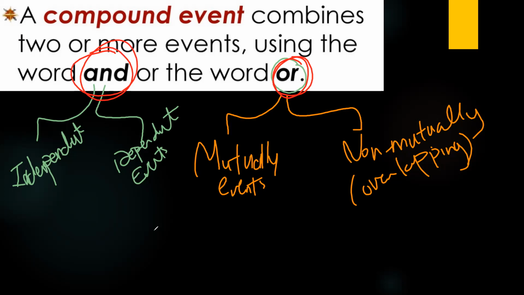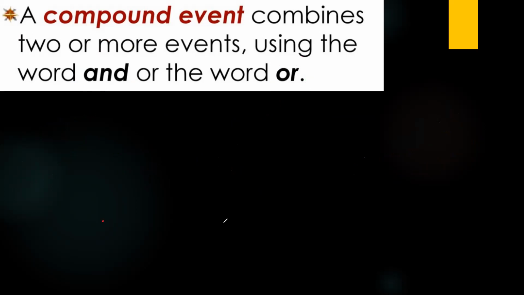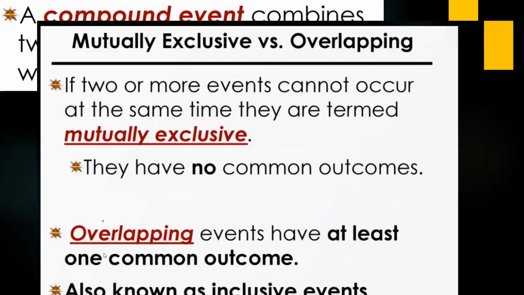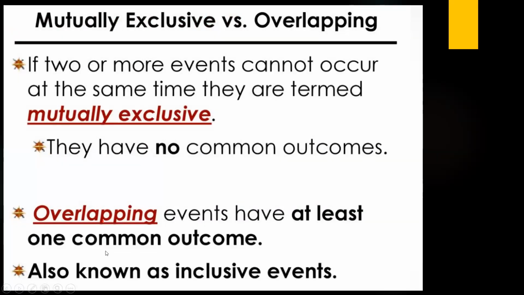Now let's start with the first 2, the mutually exclusive and non-mutually exclusive. What is the difference between them, and what is the meaning of mutually exclusive and non-mutually exclusive? Let's start with mutually exclusive. If we have 2 or more events that cannot occur at the same time, I mean there are no common outcomes.